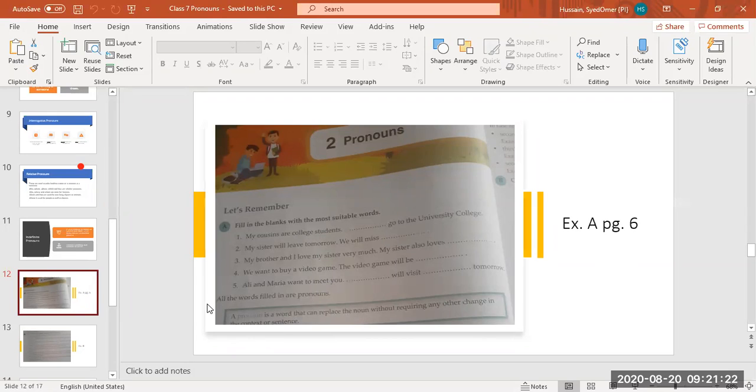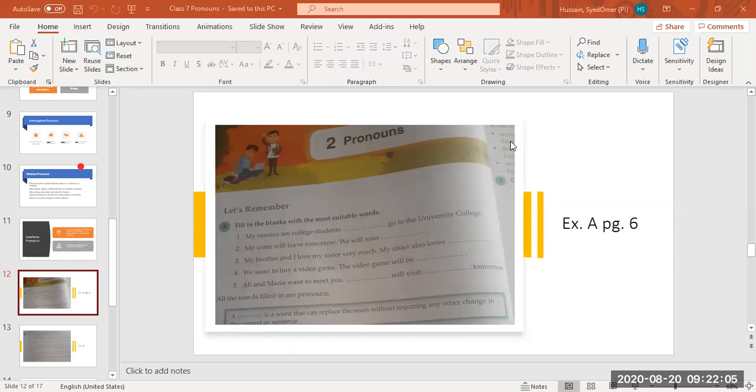Page number 6. Gita Bean, the first one. Quickly. Yes, Musaf. My cousins are college students dash go to the university college. They. Correct. They.